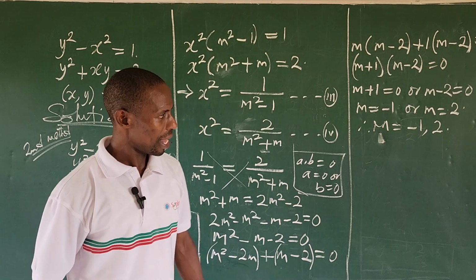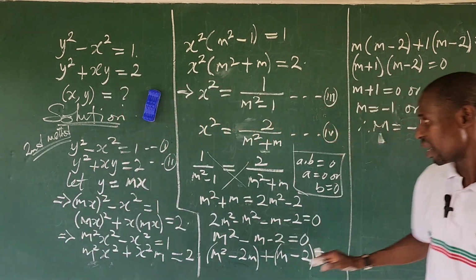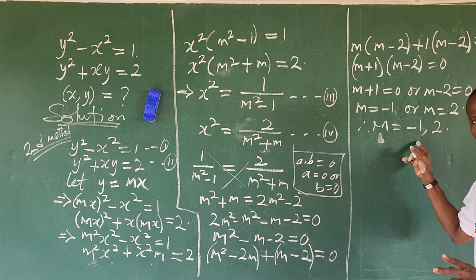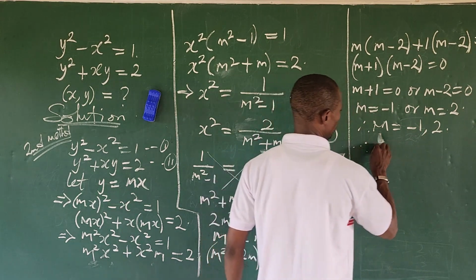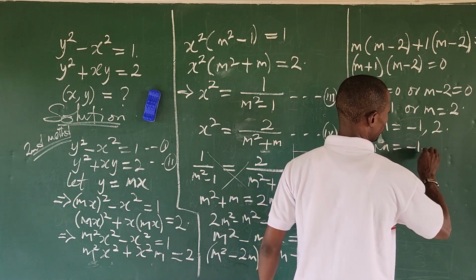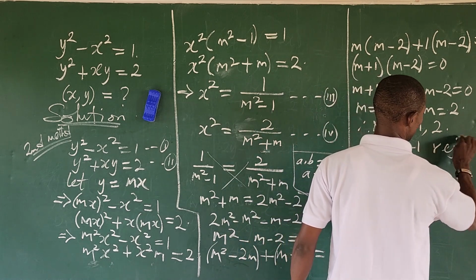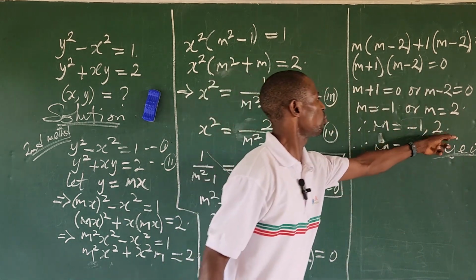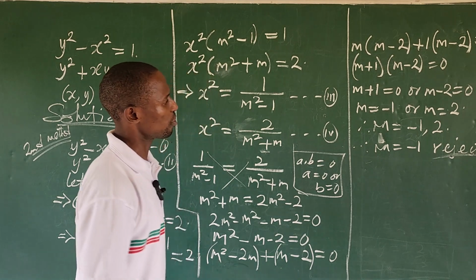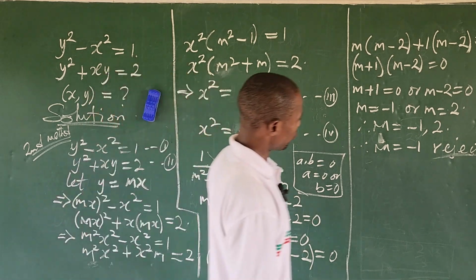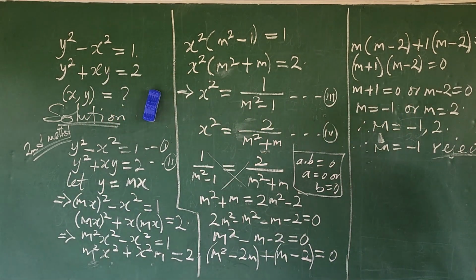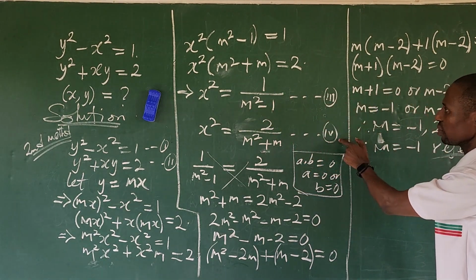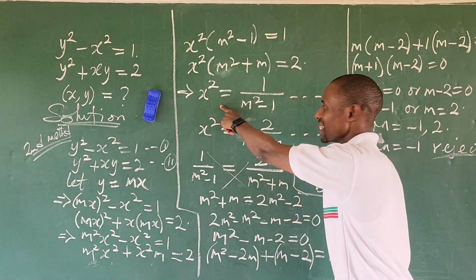Now if you look at this challenge very well, you're going to discover that this solution, minus 1, will be rejected. So we can say, therefore, m equals minus 1 is rejected. If we reject this root, we are going to make use of only the second one, which is 2. For us to make use of 2, we come to either of these two equations, either equation 3 or equation 4. But let's take the first one, which is equation 3.